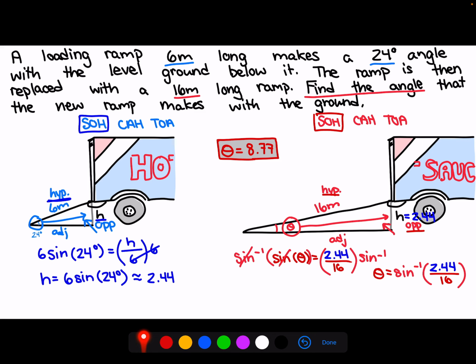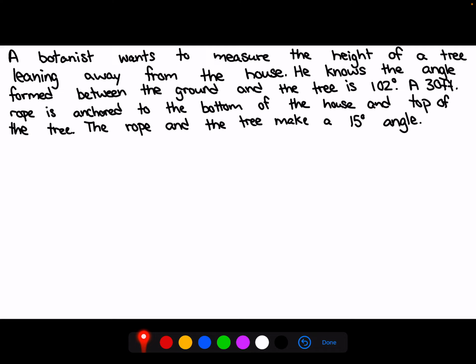Next up, a botanist wants to measure the height of a tree leaning away from the house. He knows the angle formed between the ground and the tree is 102 degrees. A 30-foot rope is anchored to the bottom of the house and the top of the tree. The rope and the tree make a 15-degree angle. So, let's go ahead and draw this up.